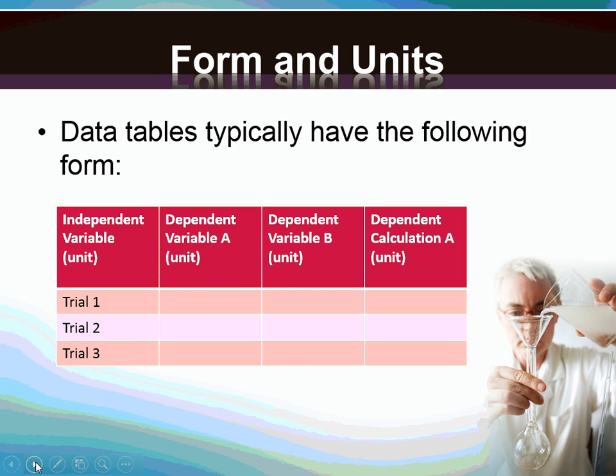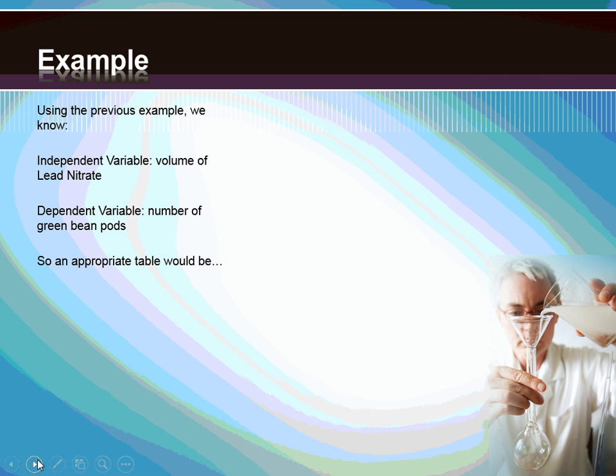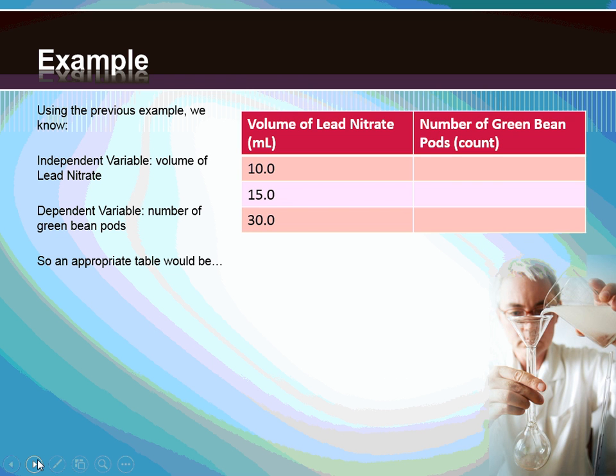When creating the data table, make sure not to write out independent variable or dependent variable. Instead, you want to label it with the appropriate measurement of what it really is. For example, from our previous example, we know that the independent variable is the volume of lead nitrate. And we know that those measurements are in milliliters.